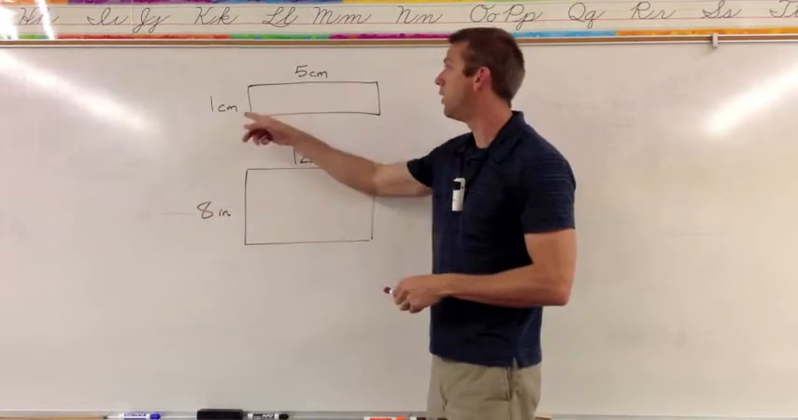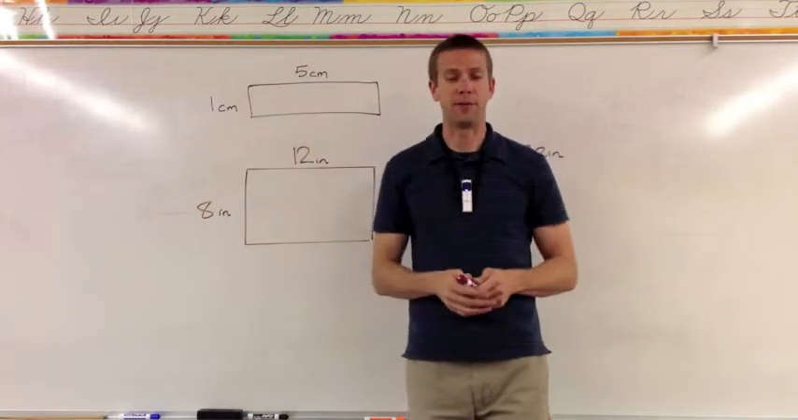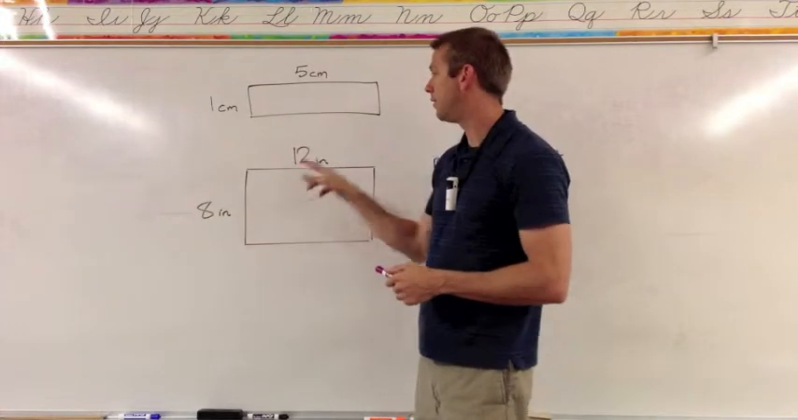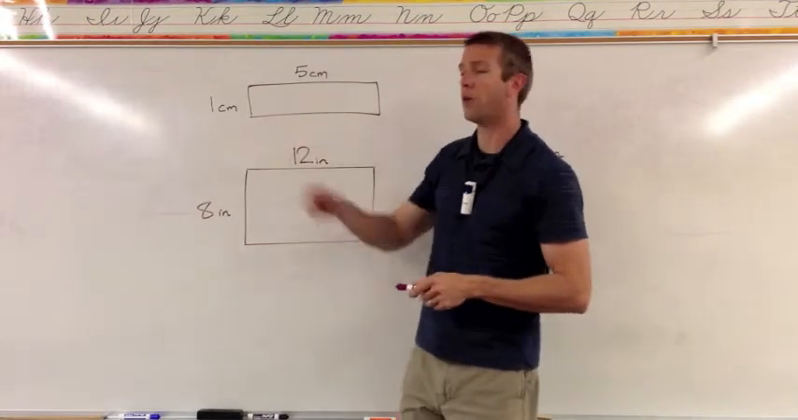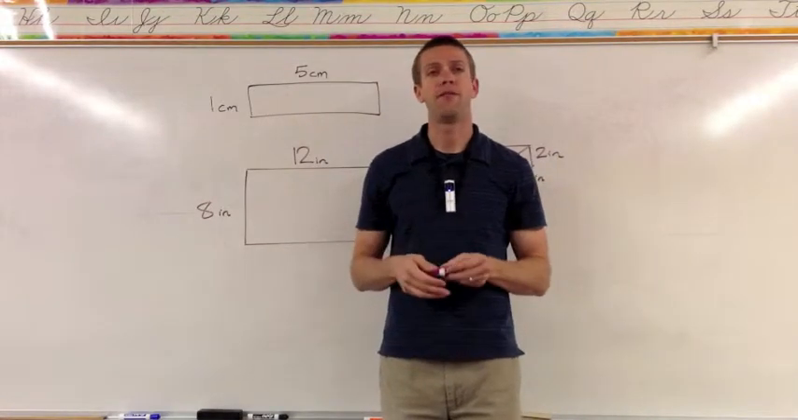This first one says 1 centimeter by 5 centimeters, and this one says 8 inches by 12 inches. So this is obviously not drawn to scale. But we're going to start with this one, and we're going to talk about the formula for area.